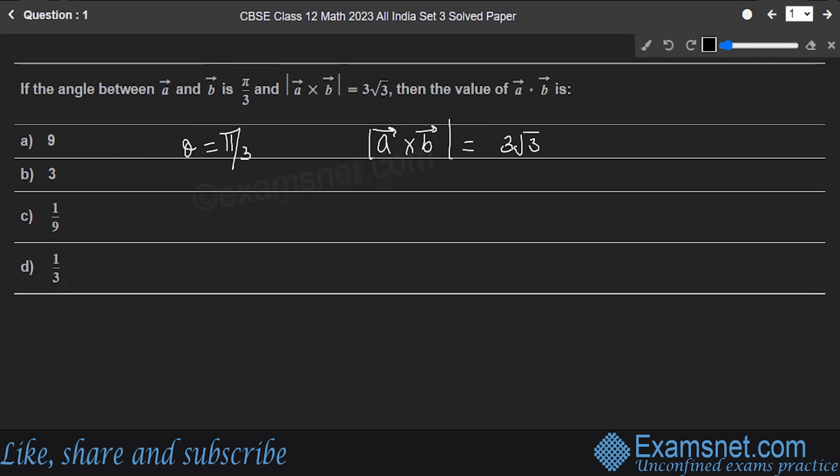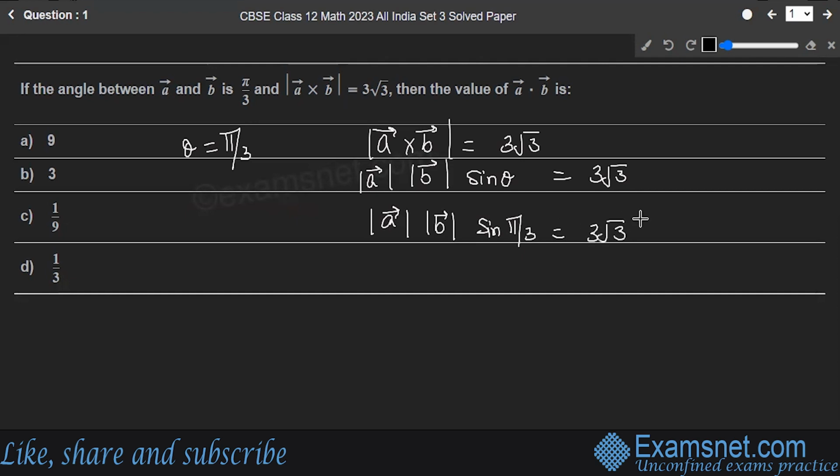The cross product can be written as magnitude of A vector multiplied by magnitude of B vector multiplied by the sine of the angle between them. And this is equal to the product of magnitudes of A and B vector multiplied by sine pi by 3 is equal to this. Sine pi by 3 is equal to root 3 by 2.